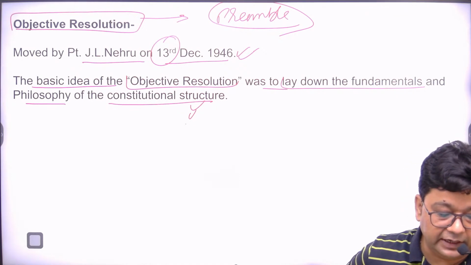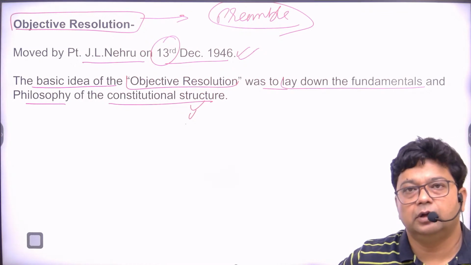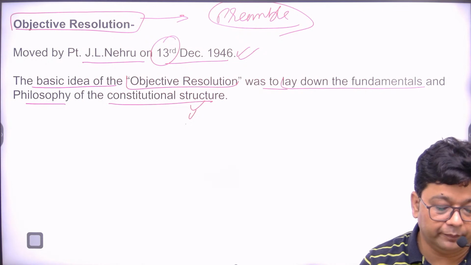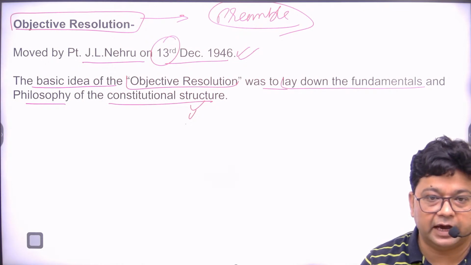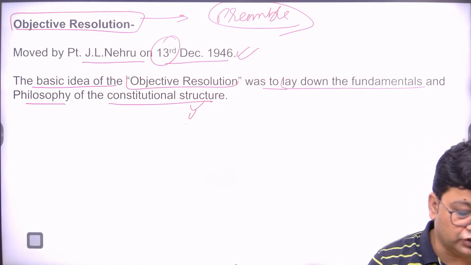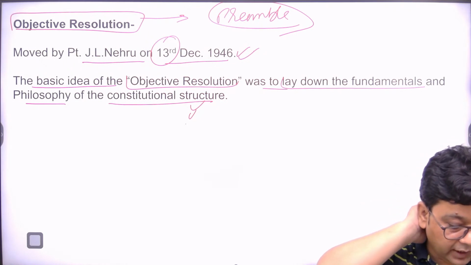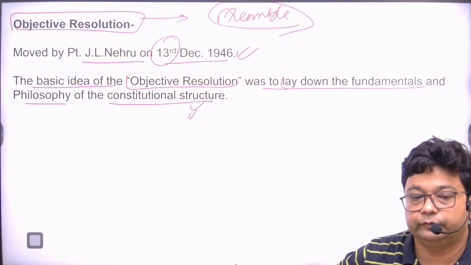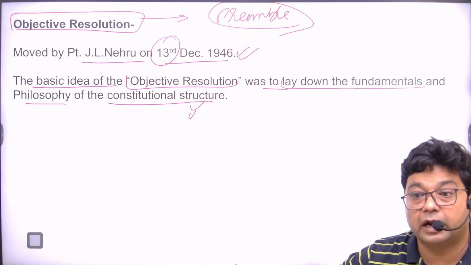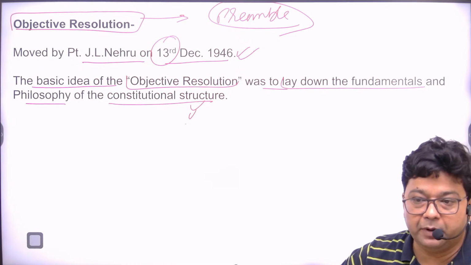The Constituent Assembly declares its firm and solemn resolve to proclaim India being an independent sovereign republic. Firm, FIRM, and solemn, SOLEMN. Solemn resolve to proclaim India being an independent sovereign republic.